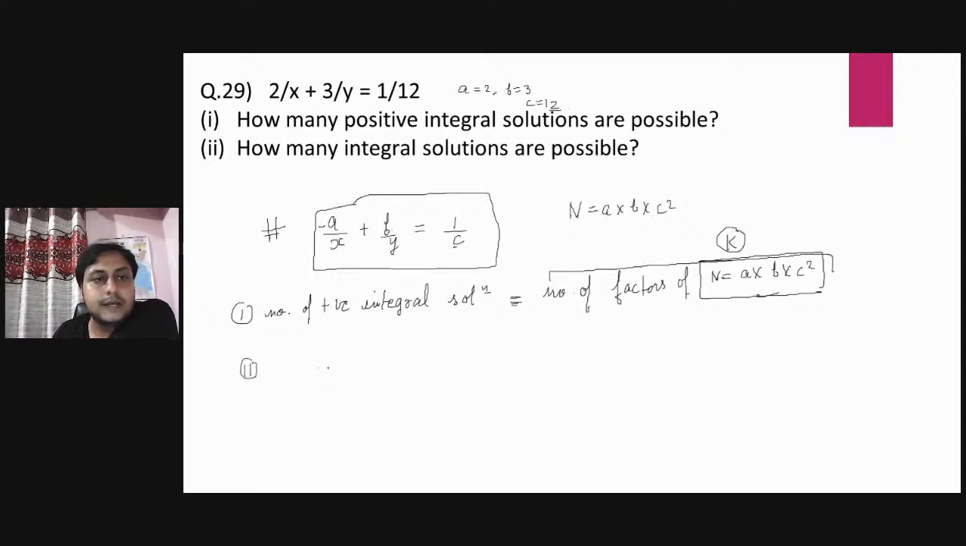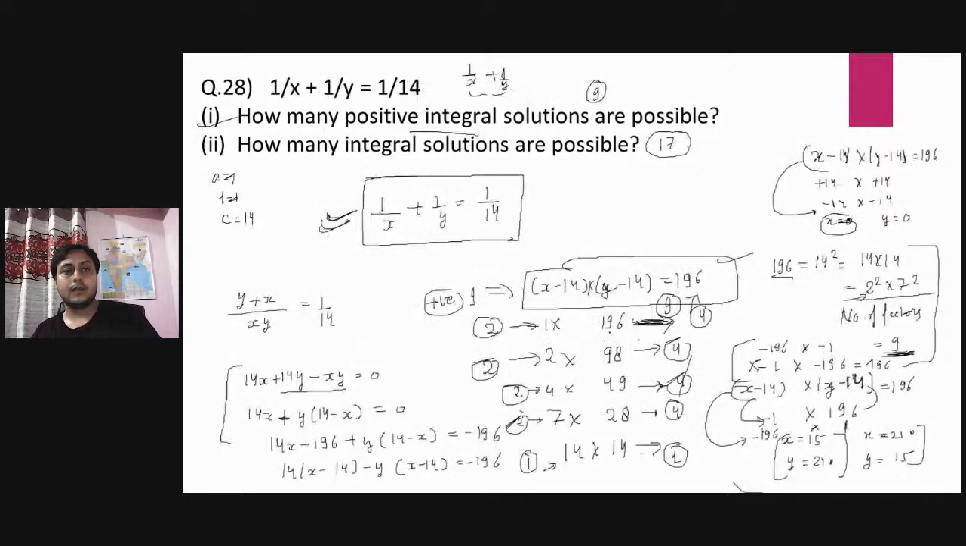So guys, for the second one, the number of integral solutions should be equal to 2 times of k minus 1. 2 times of k minus 1, right? Got it? So guys, here in this case, the number is what? a into b into c square, means a is 1, b is 1, c square means 14 square, that is 196. तो 196 आया यहाँ पर. तो डायरेक्टली हमें कितने फैक्टर्स मिले? 9.